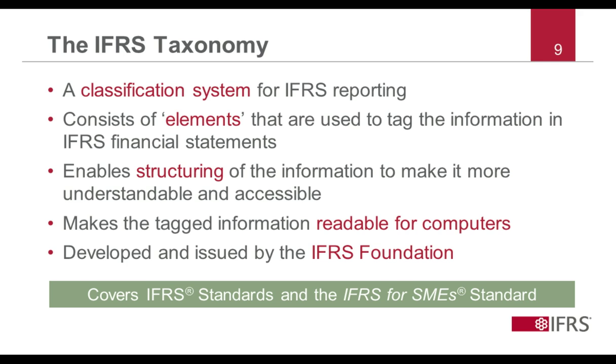So what about the IFRS Taxonomy itself? The IFRS Taxonomy is a system for classifying IFRS reporting. It consists of elements that are used to tag information in the financial statements. In the previous slide, the element would be the specific description of the item of clothing, so it's red, its size, whatever. In the IFRS Taxonomy, it's the attributes of financial information that determine the elements that we're looking at.